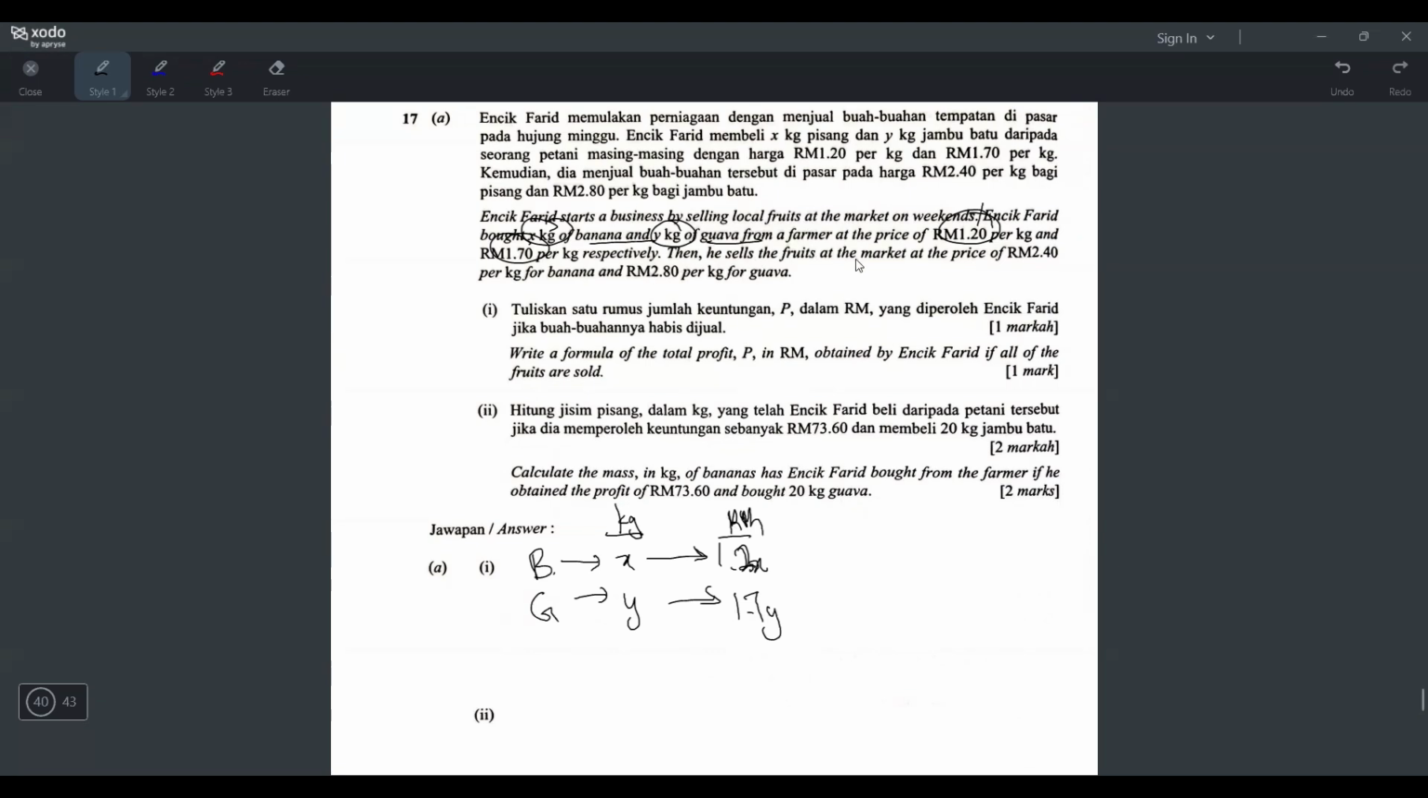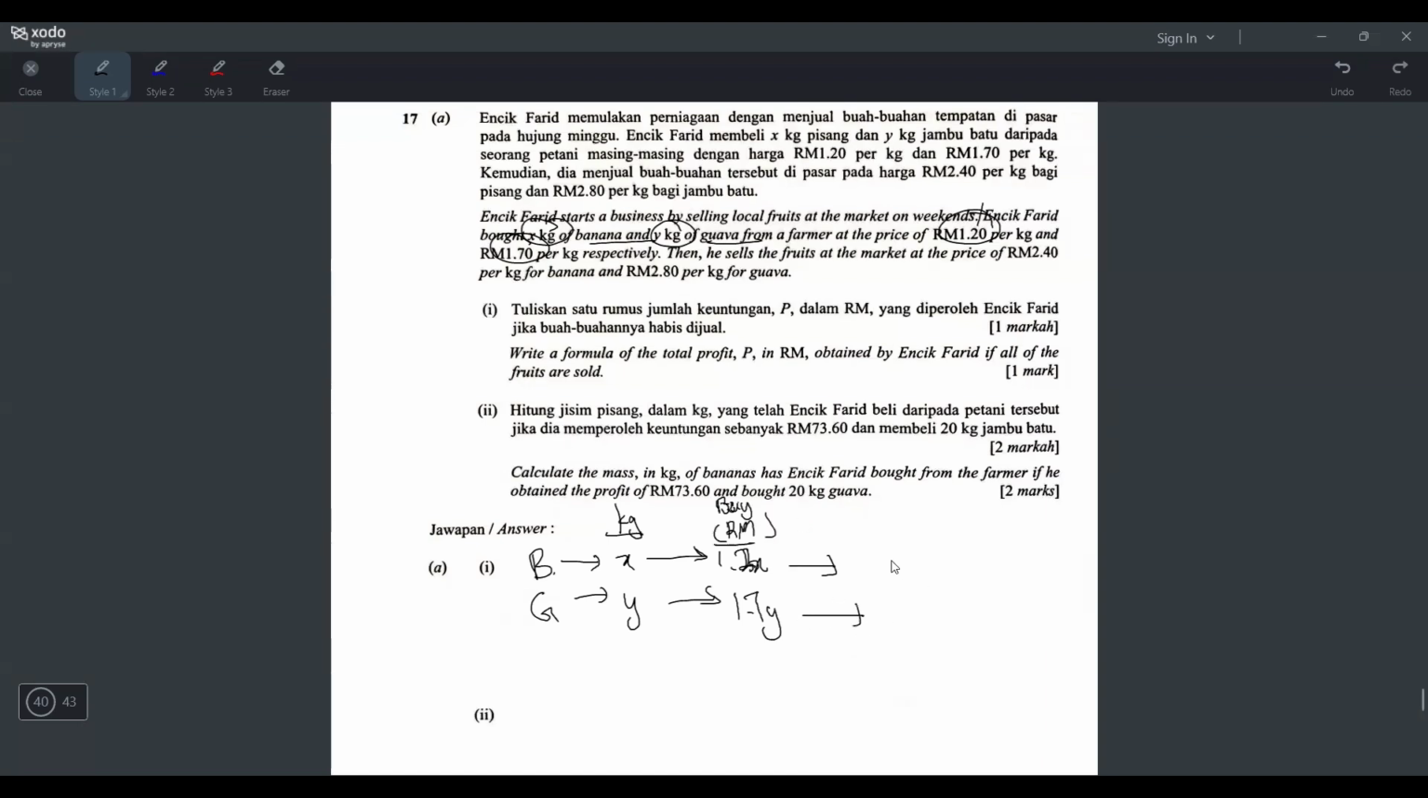Okay, now it says then he sells the fruit at the market at the price. Oh, there's two different prices. This one is the buying price, right? Wait, bought X kg. Yeah, this one is the buying price. So this one is like RM. But they give you another RM later, so I have to make sure I write nicely. So this one is buy punya RM, the buying punya RM, right? And then there's another one which is sell punya RM.